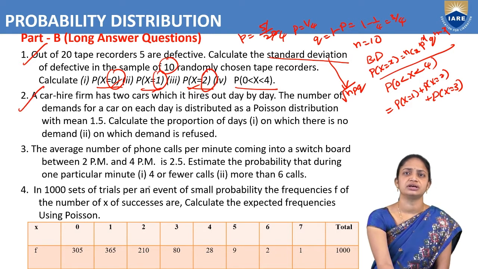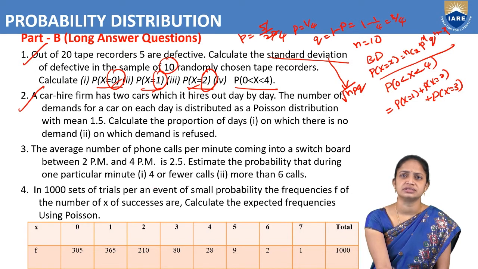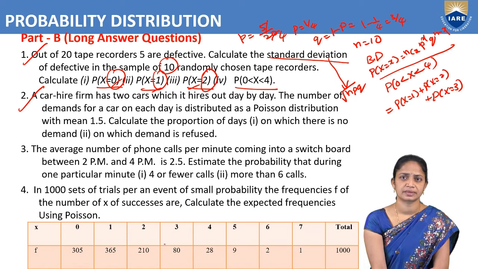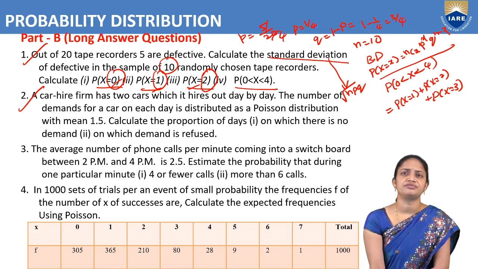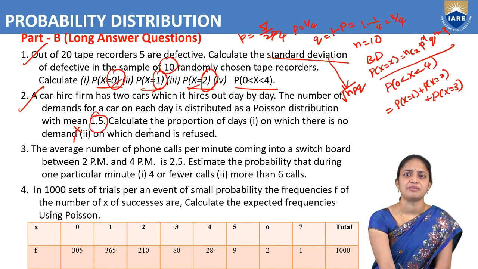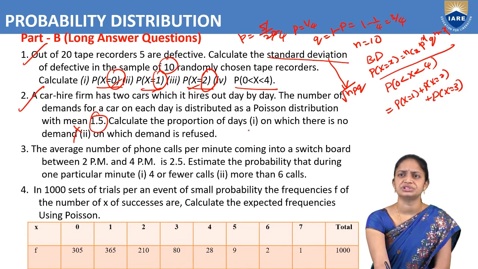So coming to the next question, a car hire firm has 2 cars which it hires out day by day. The number of demands for a car on each day is distributed as a Poisson distribution with mean 1.5. So that means they have given that lambda value. Calculate the proportion of days on which there is no demand. So that means P of x equal to, here we have to take 0.